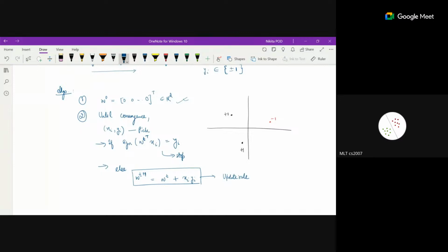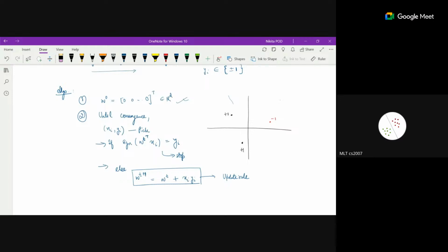So the thing is, at the end, you should be able to reach a point where, if this is my W, anything on this side should be predicting +1, and anything on this side should be predicting -1. So if you come to a situation where this holds, we can say that my algorithm has converged.